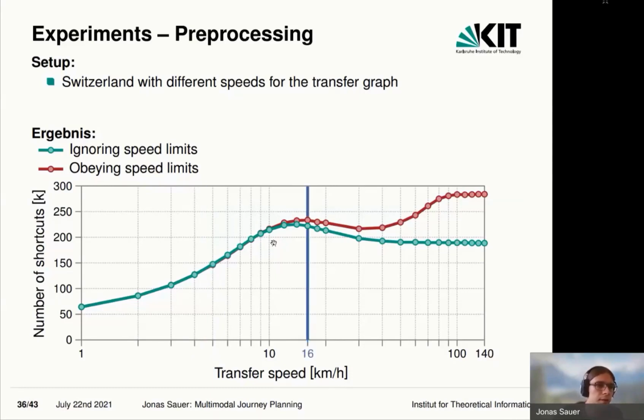Now, the number of shortcuts rises as the transfer speed rises, which is unsurprising because the faster you can transfer, the larger the distance you can travel.